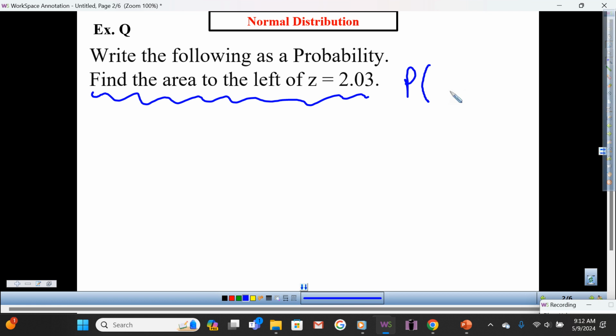Here it goes. It says, find the area to the left. That means everything what? Less than 2.03. So we would write z less than or equal to 2.03. That's how you rewrite it as a probability. And the rest we already know how to do. So finding the area of z = 2.03 and everything to the left. So your process.